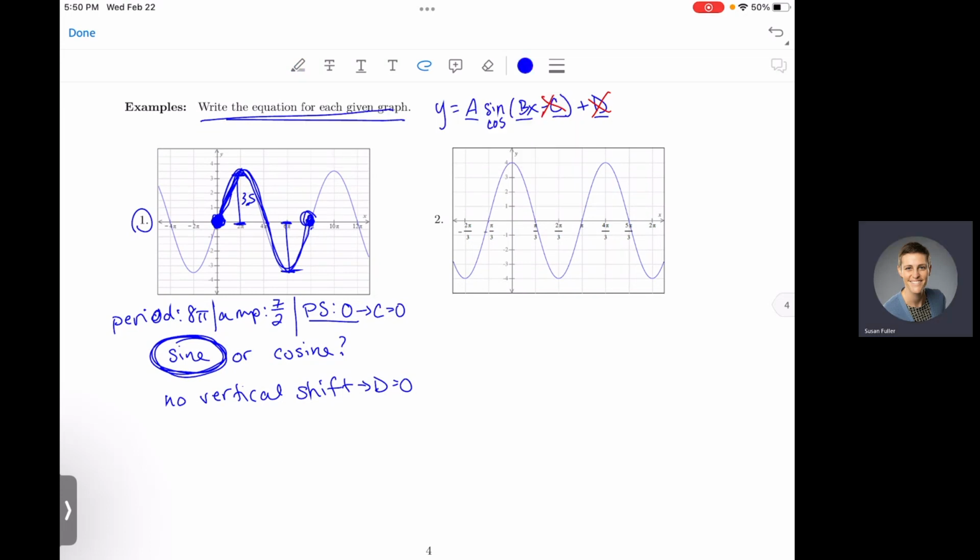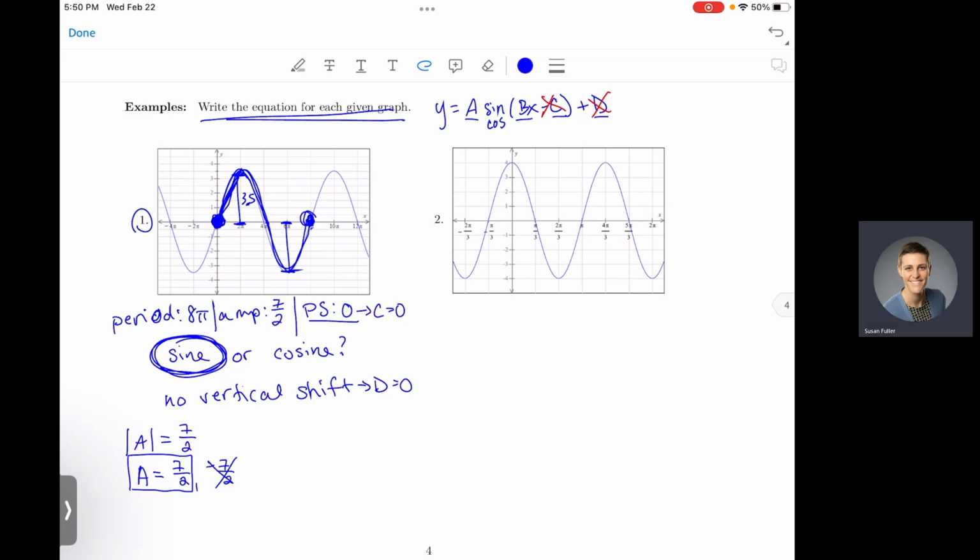Okay, so how am I going to do that? Well, I know that the amplitude being 7/2 is the absolute value of A. So the absolute value of A has to be 7/2 in order for my amplitude to be 7/2. And that means that A is going to be either positive 7/2 or negative 7/2. We already said that this is a normal sine function. I don't have to flip it upside down, so it's not going to be negative. That means A is going to be a positive 7/2.